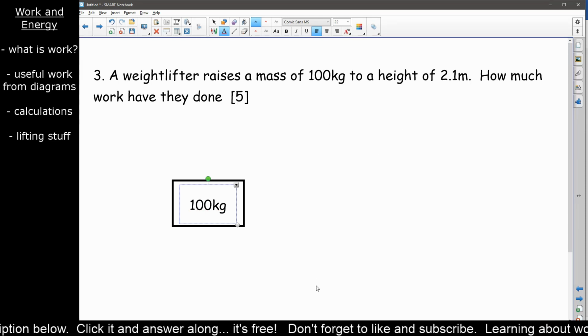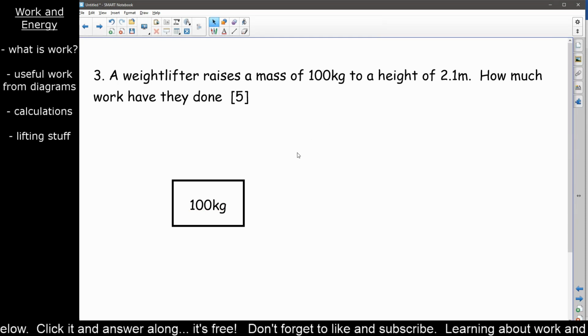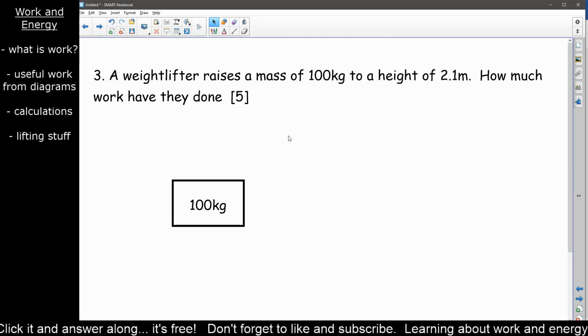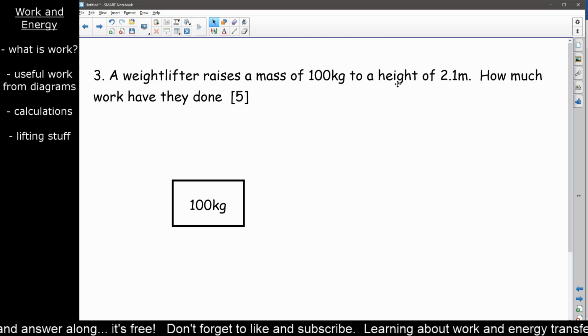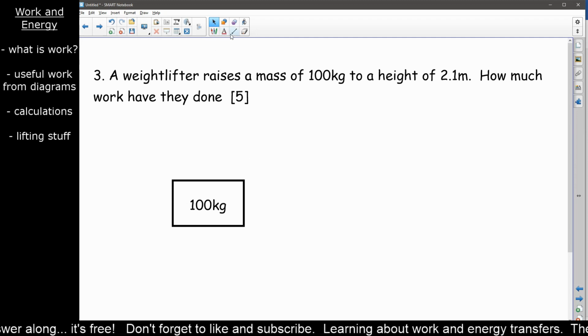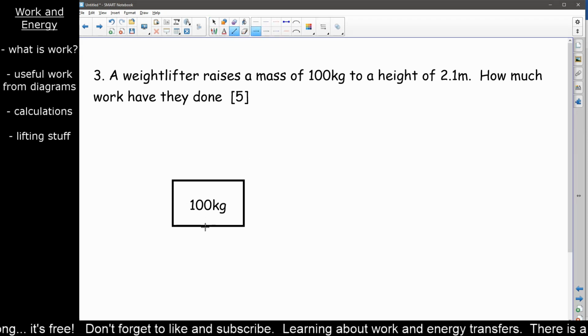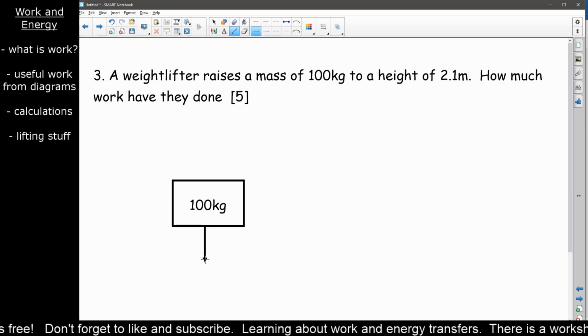Now we got 5 marks here. Now that should be your first alarm bell. This is not a straightforward, get a work done 100 times 2.1, I'm out. Okay, so the first thing we're going to have to do is work out some forces. So first thing we have to do is work out the weight acting on this thing.